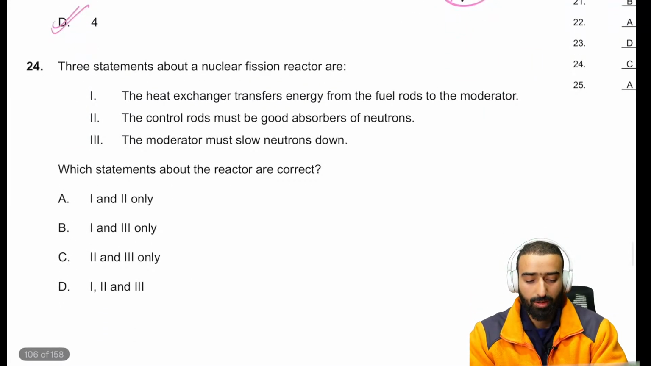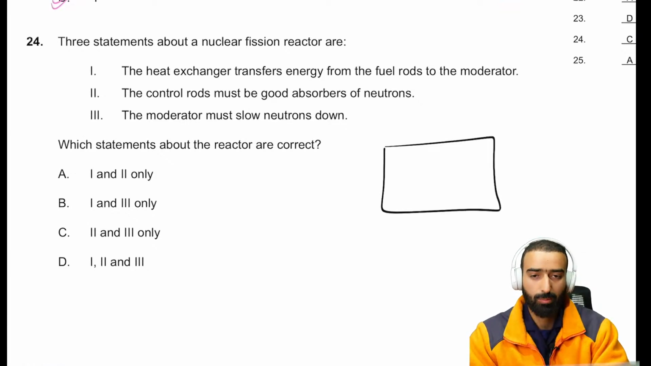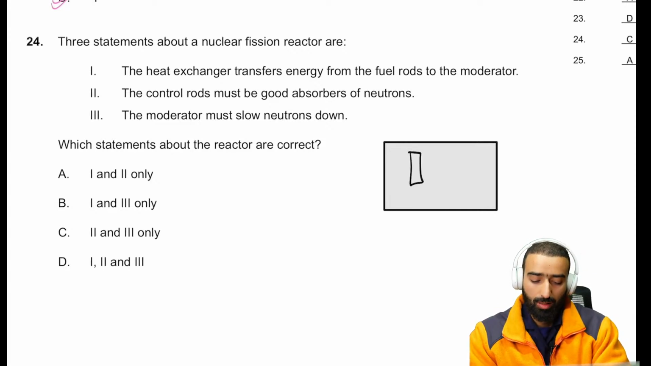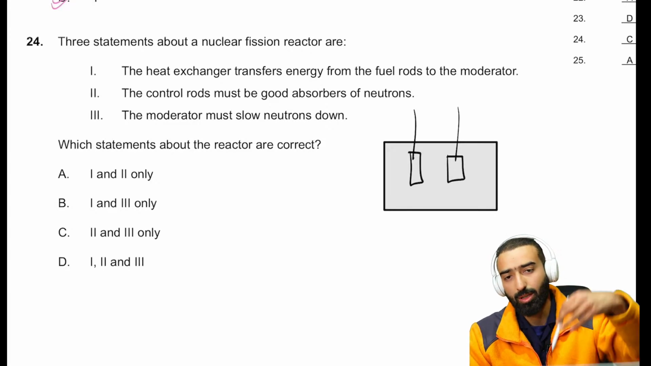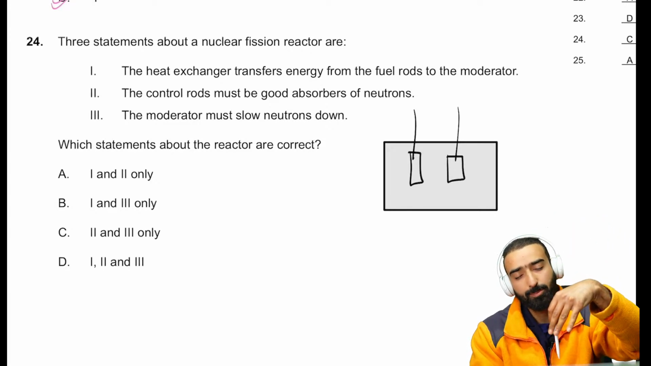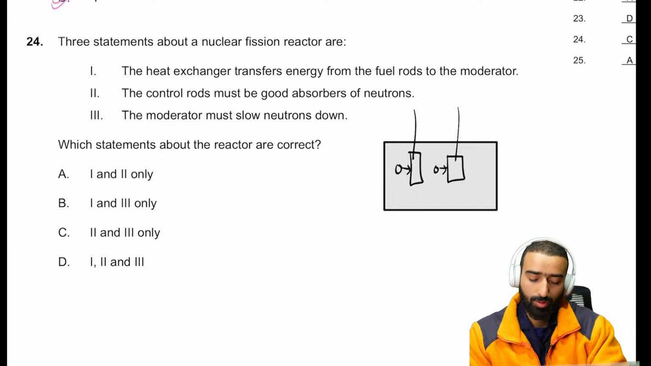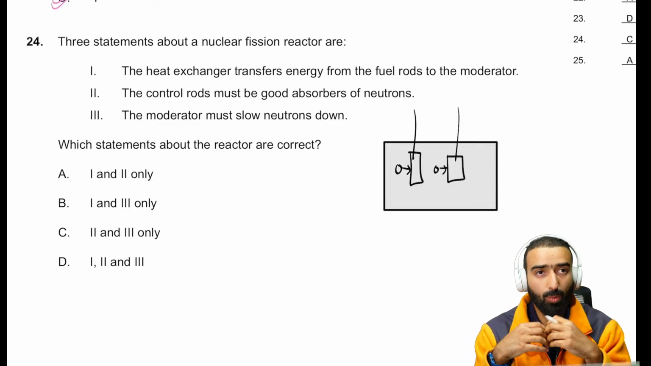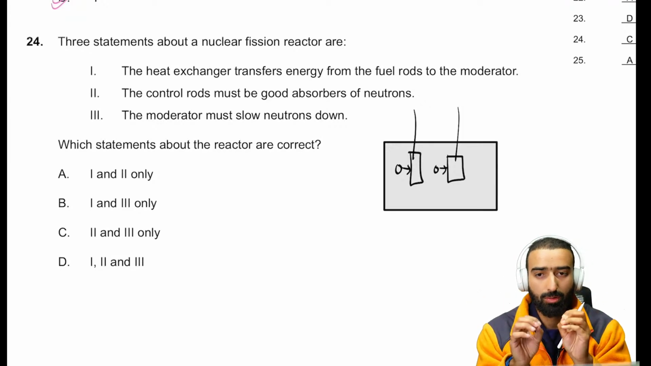Okay, let's try the 24th part. Three statements about a nuclear fission reactor are given. Well, in a nuclear fission reactor, you must remember there are two important components. One is the control rods. What do they do? These control rods are literally like rods, you immerse them into the reactor and they absorb neutrons. So if they absorb neutrons, the rate of reaction decreases. We don't want it to go out of control and create a bomb. We want to control the rate of reaction.